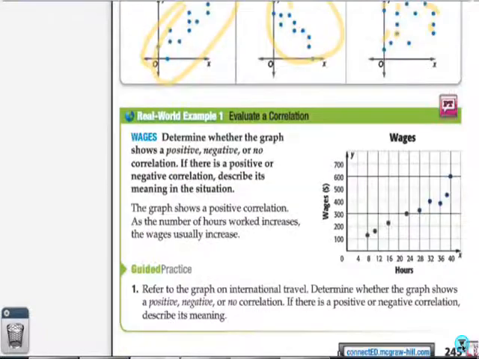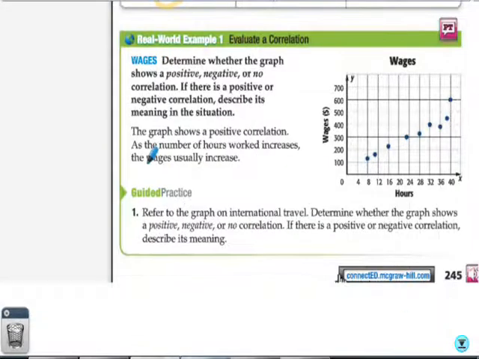There's nothing really, you wouldn't be able to come up with a conclusion other than that the data doesn't have a direct relationship. So the first thing we need to be able to do is look at a set of data and determine, does it have a relationship? And if so, is it positive or negative? And then describe the meaning in it. For example, this graph shows a positive correlation. As the number of hours worked increase, the wages usually increase. It's just as simple as that.